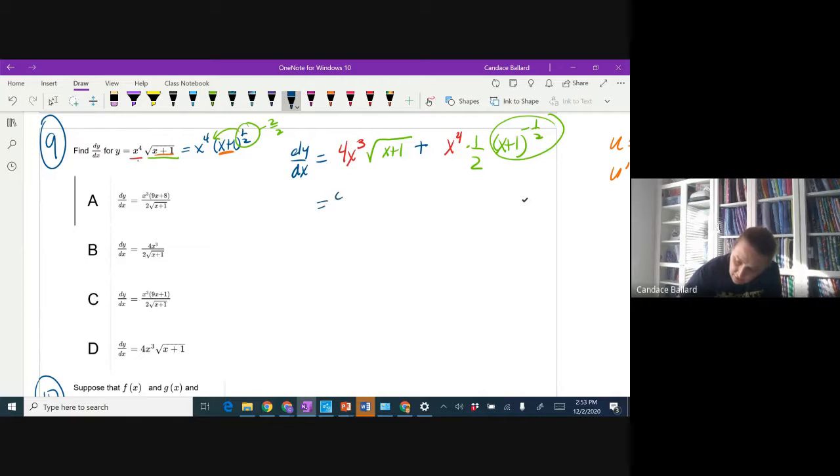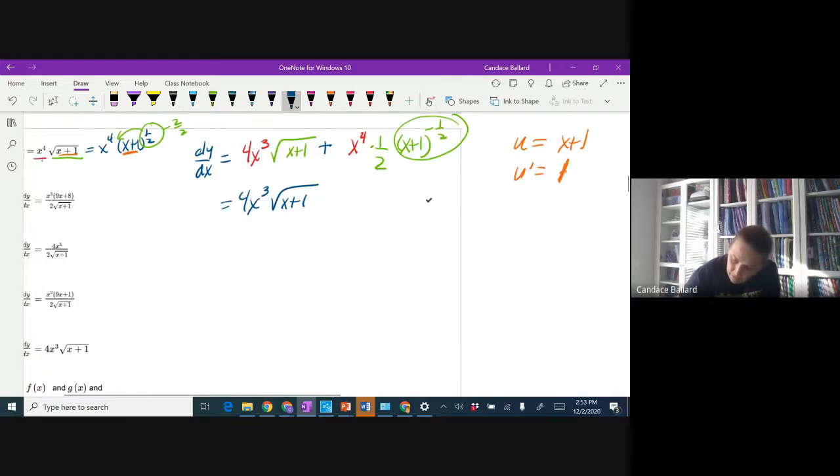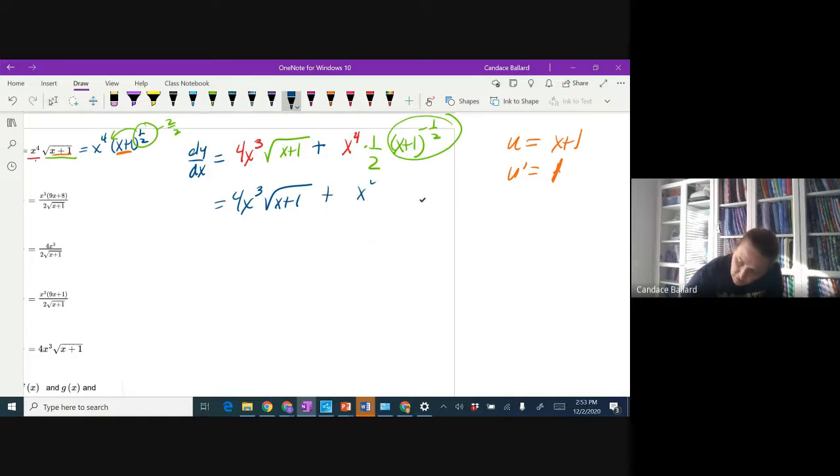So we've got 4x cubed square root of x plus 1 plus x to the 4th over 2, and this is x plus 1 to the 1/2 power, and I'm going to do something kind of probably not good. I'm going to skip a step. That x plus 1 to the 1/2, we could turn that into a square root of x plus 1. So I'm going to go back to that because I'm looking at all my answer choices, and that's what they all have.